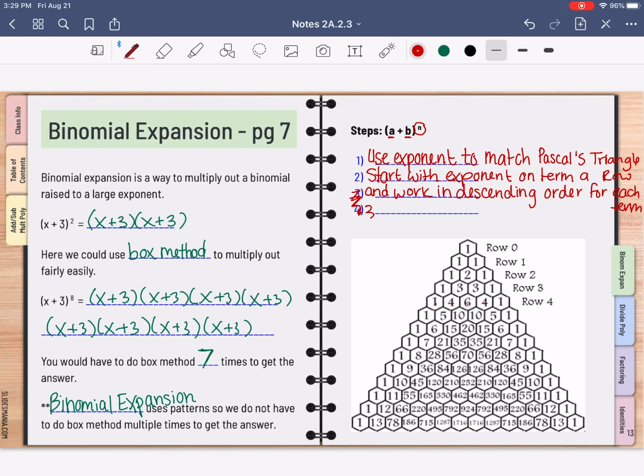Step 3, you're going to kind of do the same thing, but you're going to work backwards using b. So for the term b, you work backwards with exponent on b.